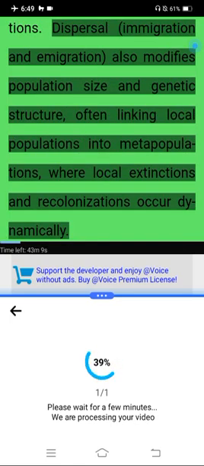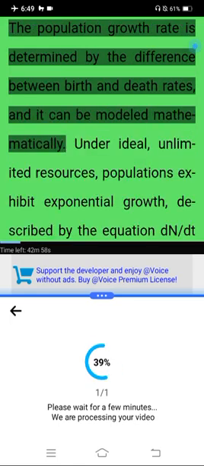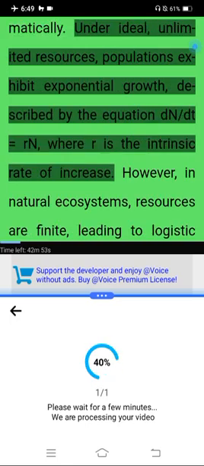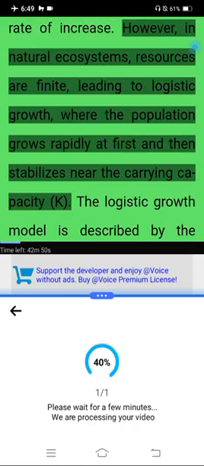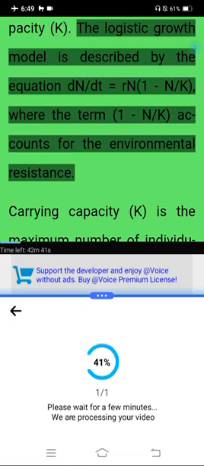Dispersal, immigration and emigration, also modifies population size and genetic structure, often linking local populations into metapopulations, where local extinctions and recolonizations occur dynamically. The population growth rate is determined by the difference between birth and death rates, and it can be modeled mathematically. Under ideal, unlimited resources, populations exhibit exponential growth, described by the equation dN/dt equals rN, where r is the intrinsic rate of increase. However, in natural ecosystems, resources are finite, leading to logistic growth, where the population grows rapidly at first and then stabilizes near the carrying capacity K. The logistic growth model is described by the equation dN/dt equals rN(1 minus N/K), where the term (1 minus N/K) accounts for the environmental resistance.